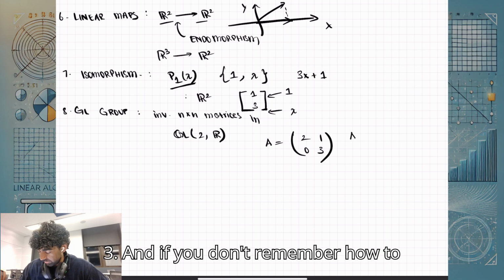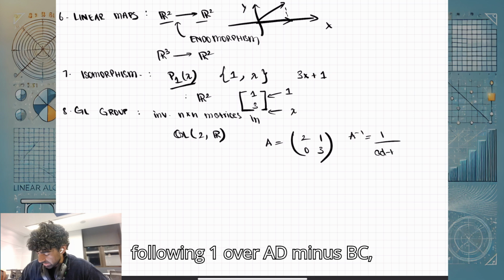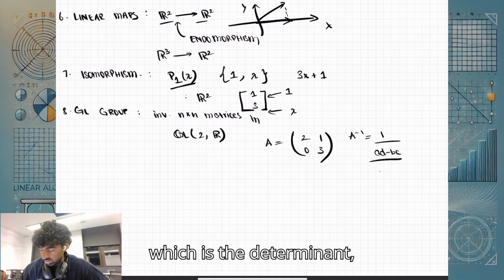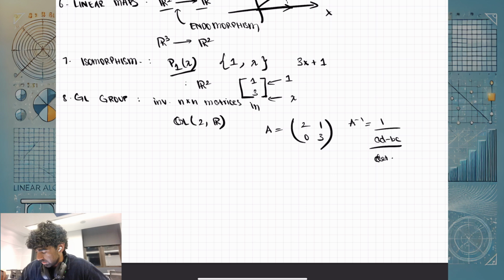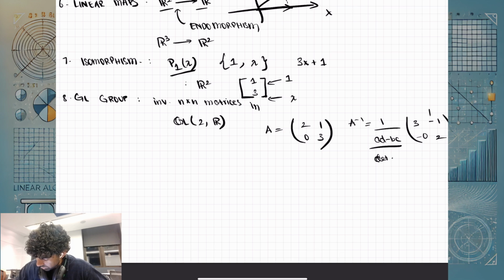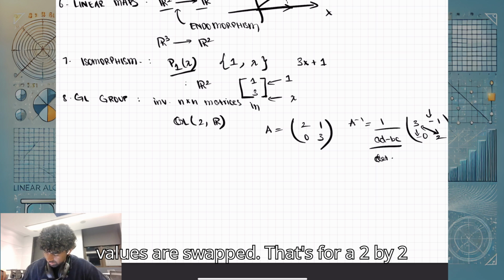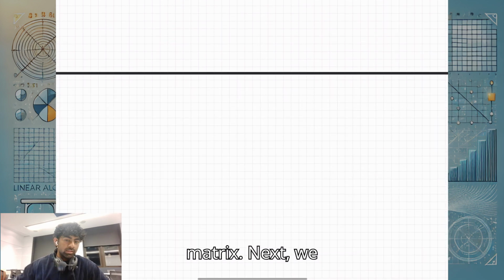And if you don't remember how to invert a matrix, it is just following 1 over AD minus BC, which is the determinant, times 3 to negative 1, negative 0. These values are both negative. These values are swapped. That's for a 2 by 2 matrix.